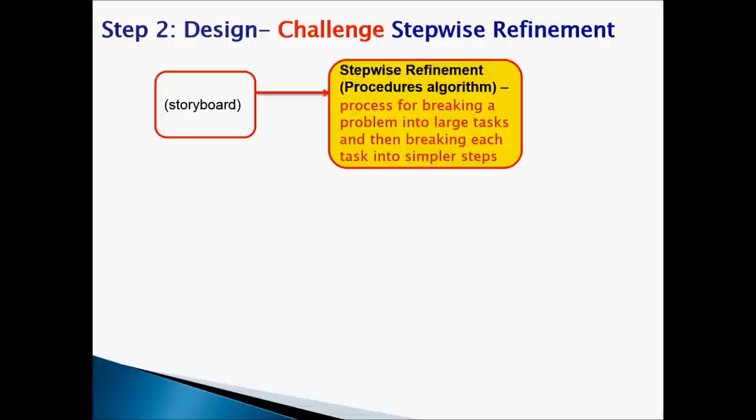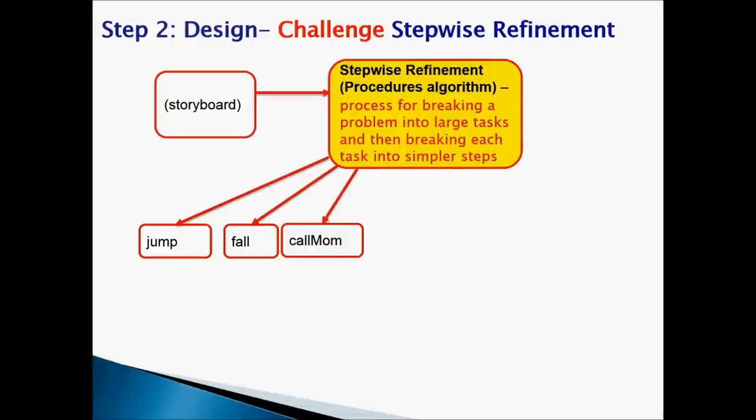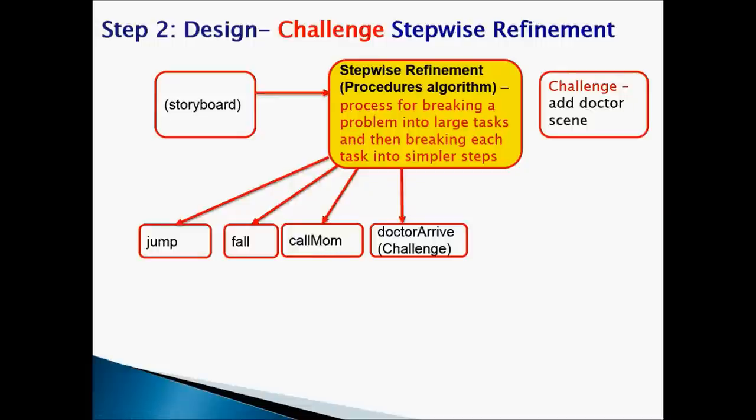in your storyboard, in your stepwise refinement, you can add and challenge. That means so far you have your jump procedure where monkeys are jumping, monkeys are falling, and then mom is always coming in. So you could add another procedure and you could add a doctor scene. That means every time the mom comes in, she says, I'm going to call the doctor, and then create another procedure when the doctor arrives.